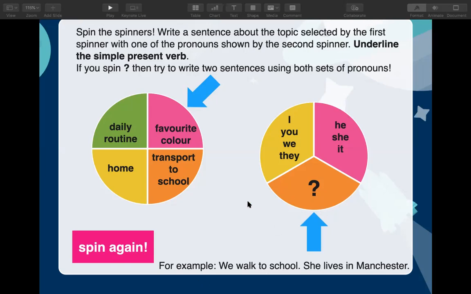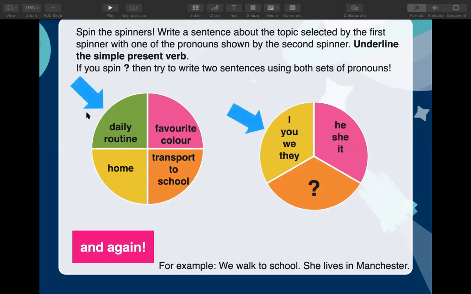So for example, the first one, I like the color blue, right? I like the color blue. Or my favorite color is blue. All right, now we have to make another sentence with third person. Remember, when we are talking about third person, we add the S. So, for example, he likes the color blue, yes? Or his favorite color is blue. All right, let's spin again.